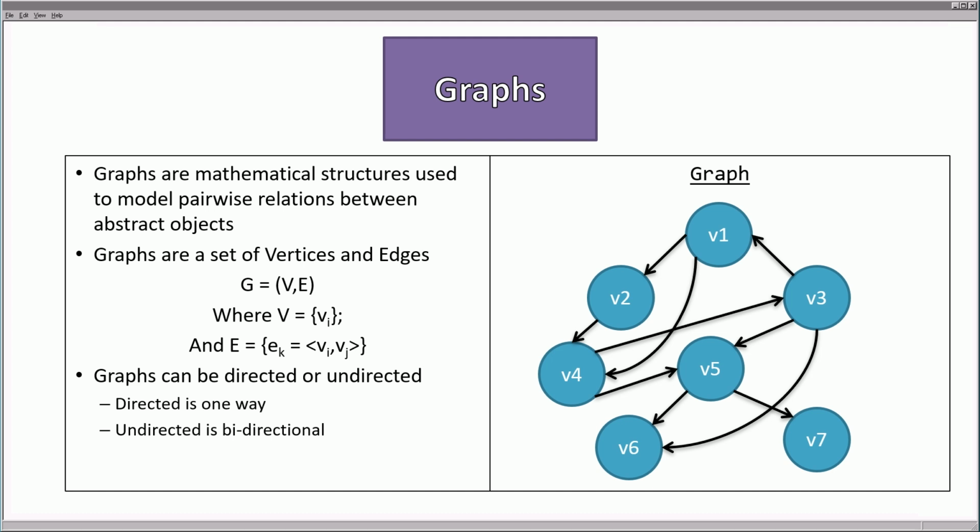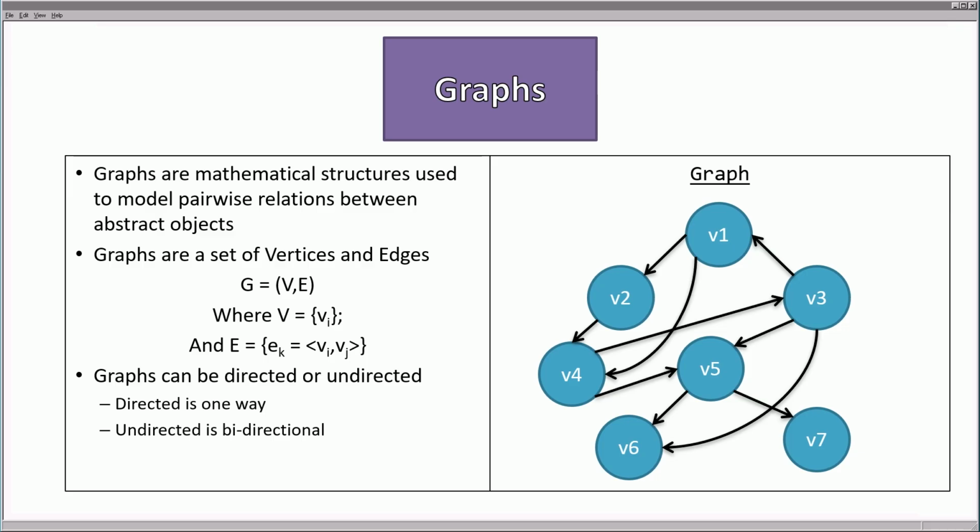We can say that a graph G is composed of vertices and edges, V and E respectively, where V, the vertices, is a set of all vertices V sub i. And edges are a set, E of k, that equals a pairwise or an ordered set going from a vertex Vi to a vertex Vj. Now the edges in a graph could either be directed or undirected. Directed arrows mean there is a one-way connection, so you can't go backwards. Undirected is bidirectional. What we can see to the right here is a directed graph.